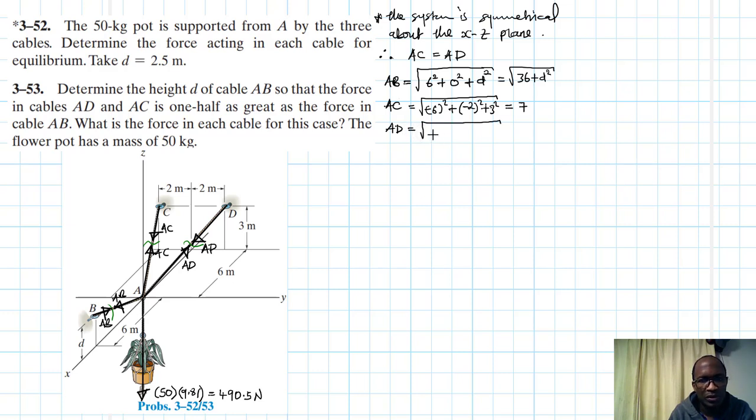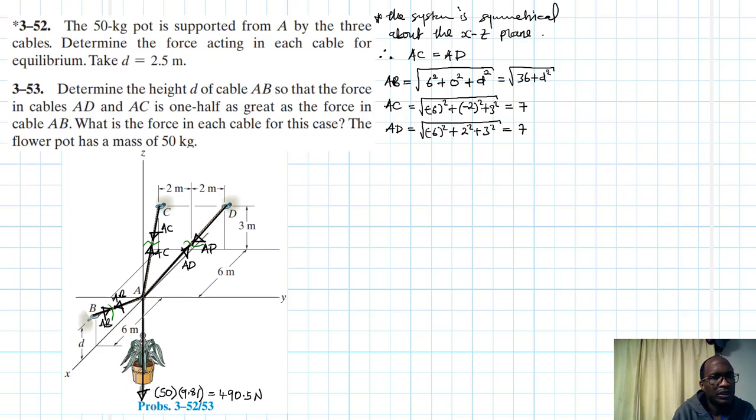This one also, we have a minus 6, then we have a 2 positive, then we have a 3 also positive. This is also equal to 7. So we are done with everything. What we need to do now is to work out the forces.